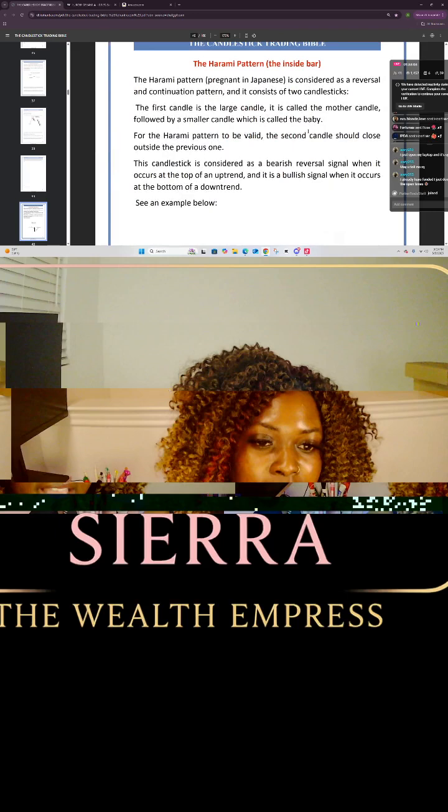The Harami pattern, the inside bar. The Harami pattern, which is pregnant in Japanese, is considered a reversal and continuation pattern. Okay, I had to read that. I was like, how is it going to reverse and continue at the same time? But okay.